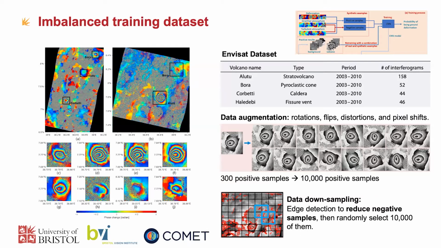And because we have lots of negative samples, which are background and noise, we have to downsample them by randomly selecting the patches that contain edges. Basically, we want to take those interferograms that have fringes, because that is deformation. If you don't have any edge, meaning it's a homogeneous area, it's definitely not the signal that we want to find.